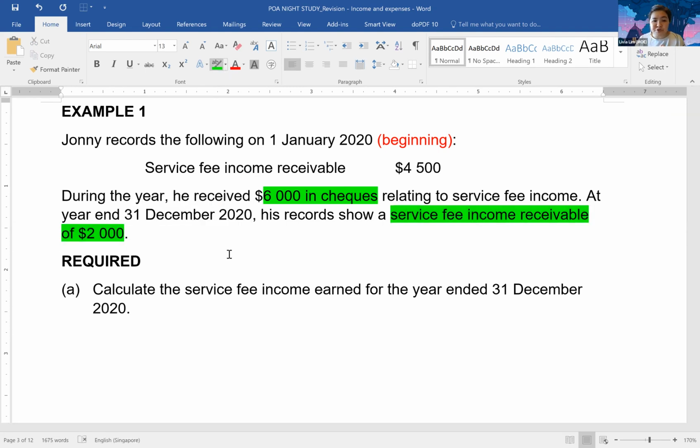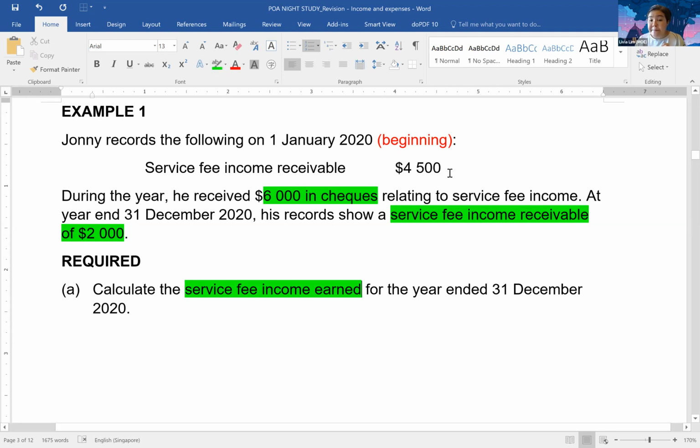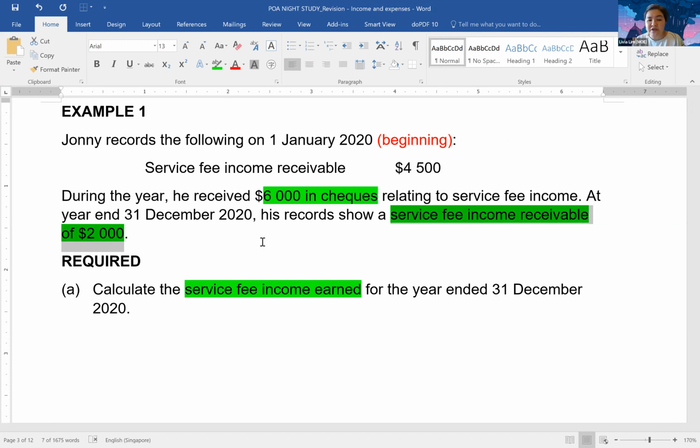So what you need to do is calculate what is the service fee income that you earn for the year. All right, so let's take a look. Remember, at the beginning of this year, you have $4,500 service fee income receivable. You need to think to yourself, is it earned this year? And then at the end of the year, you have a service fee income receivable. Again, you need to think to yourself, was it earned this year? So can you do this calculation?